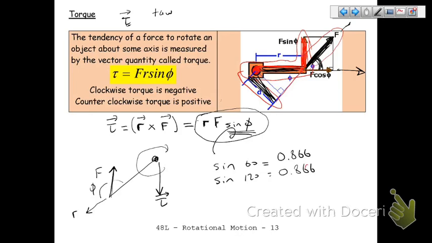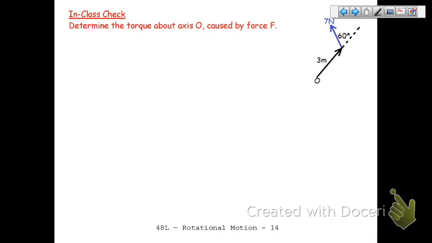So we need a direction for our vector torque. We need to know, is that clockwise or counterclockwise? We can figure it out. Determine the torque about this axis O caused by this force. We're going to write it down, but we're going to say, well, our torque is equal to R cross F. In cross products, as we'll get to in a couple of minutes, the order matters, whereas in a dot product the order doesn't matter. In a cross product the order matters, and it is R cross F. It's not F cross R.